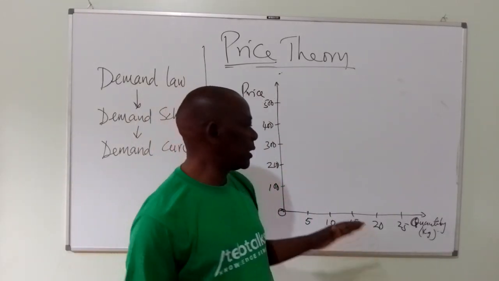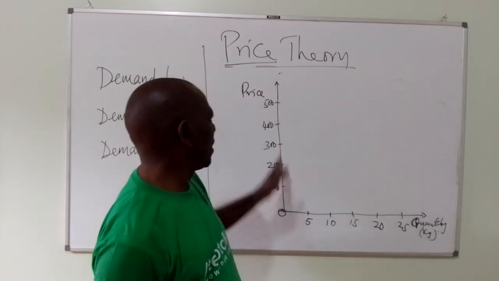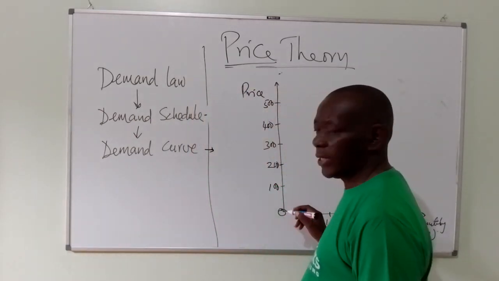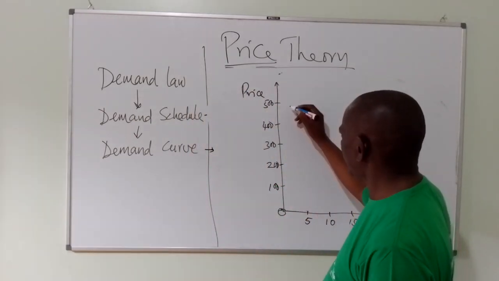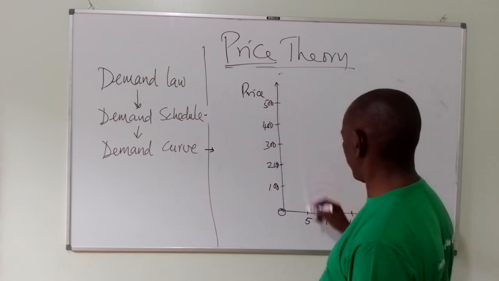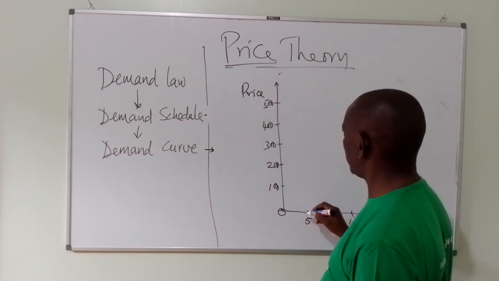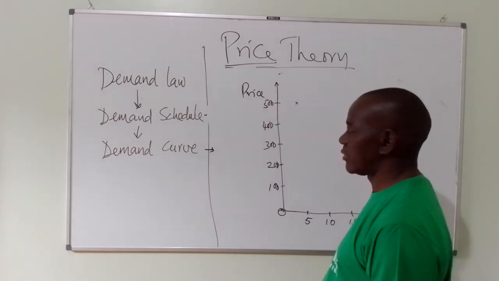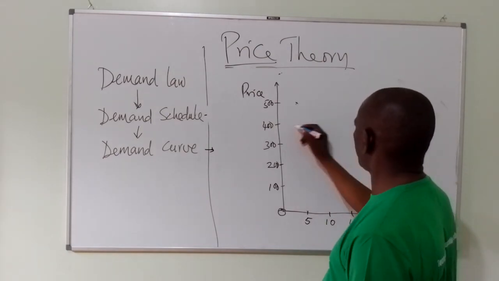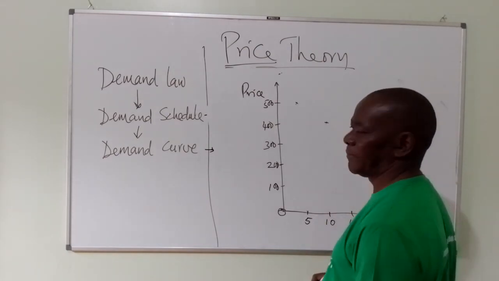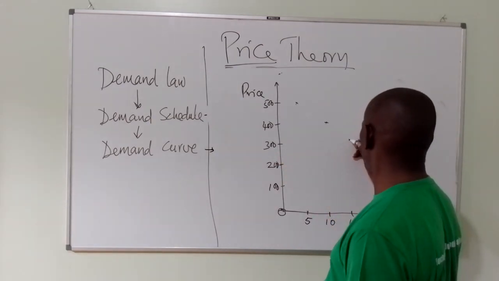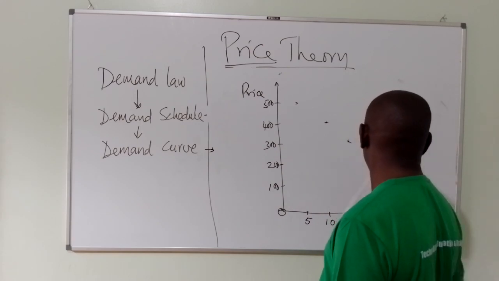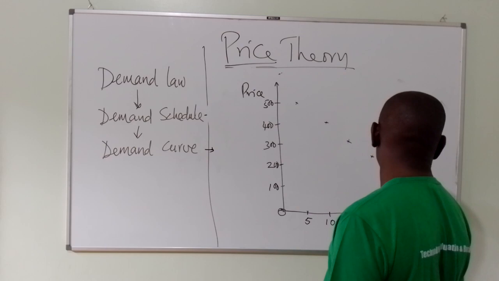You look at what quantity and what price. So when it was 500, the consumer was buying only 5 kilograms. When it was 400, the consumer was buying 10. And when it was 300, he was buying 15. And when it was 200, he was buying 20. When it was 100, he was buying 25.